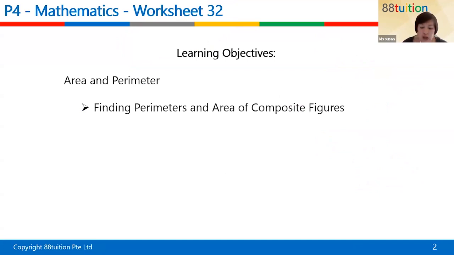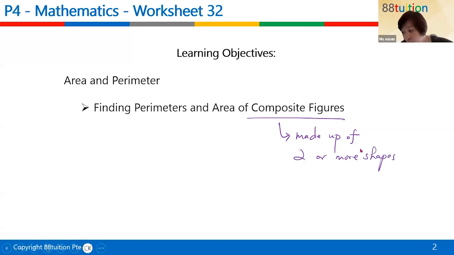Our learning objective today is about area and perimeter, that is, finding them for composite figures. Do you know what composite figures are? Composite figures are figures that are made up of more than one shape, two or more shapes. For your standard, you will have a square and rectangle, no triangle. Only rectangle and square.